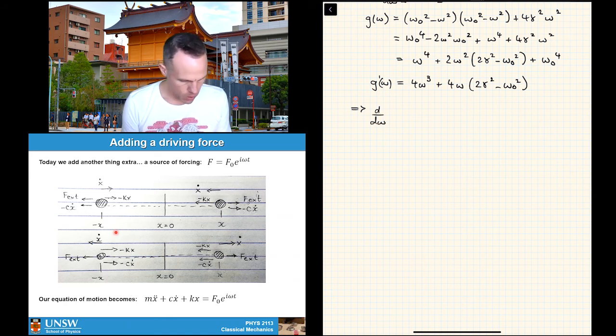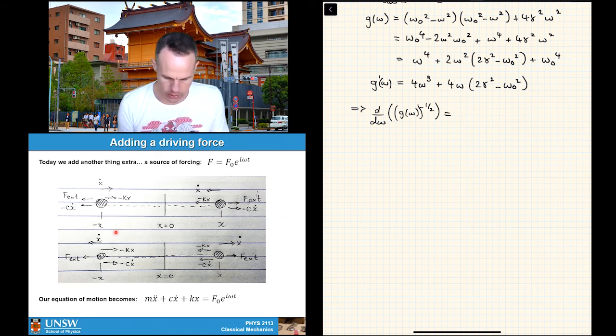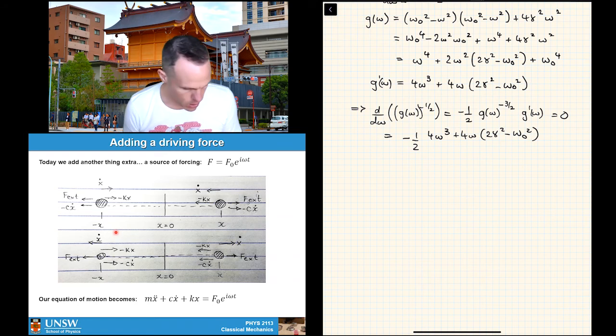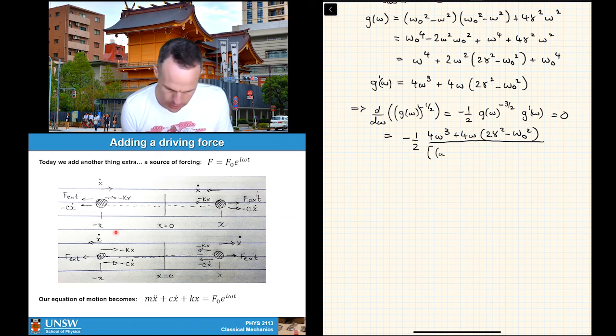so we wanted d on d omega of g of omega to the minus a half, like so, okay? So this is going to give us a factor of minus a half out the front. Then we're going to get g of omega to n minus 1, so it's now going to be g of omega to the minus 3 half. And then we're going to have a term of g dash omega on the end here. And this of course will be equal to 0. So this thing is equal to minus a half 4 omega cubed plus 4 omega 2 gamma squared minus omega naught squared, divided by basically our big fat term here, omega naught squared minus omega squared, squared, plus 4 gamma squared omega squared, to the square bracket 3 halves.